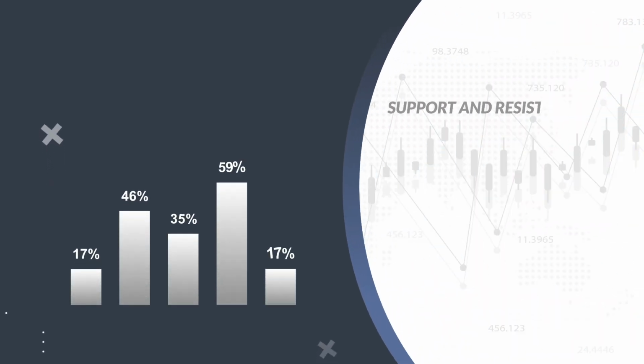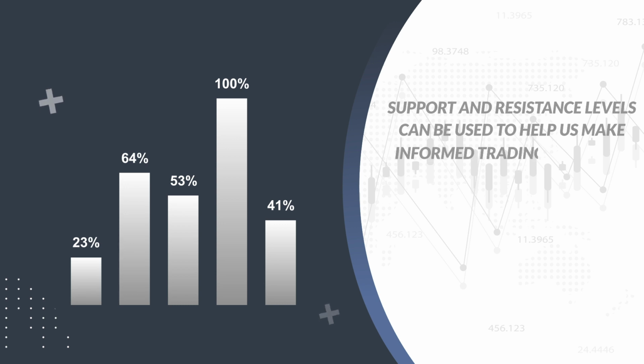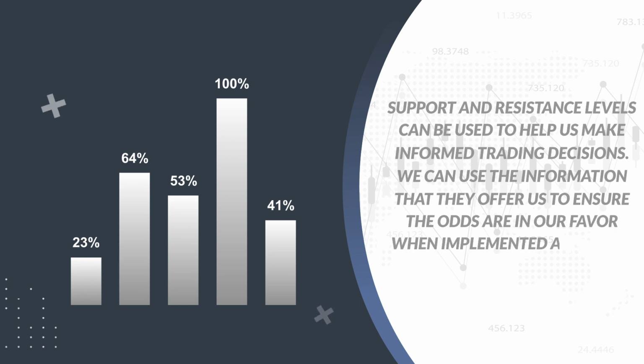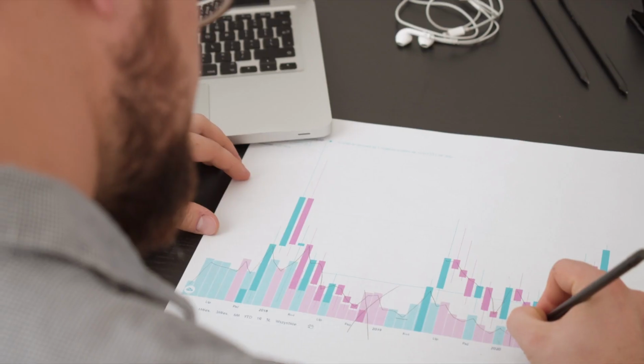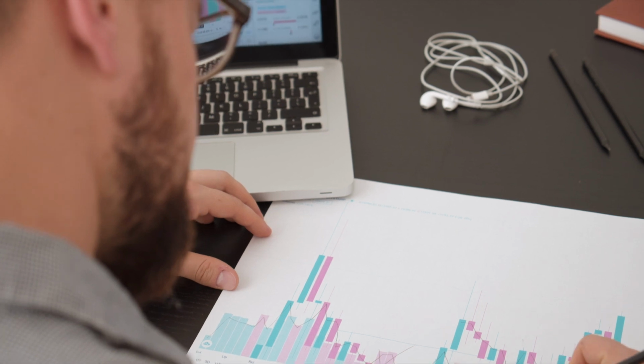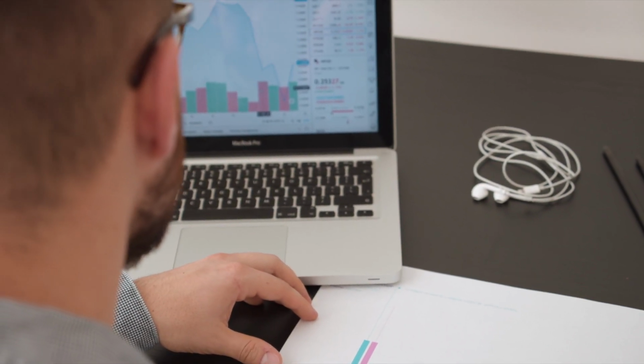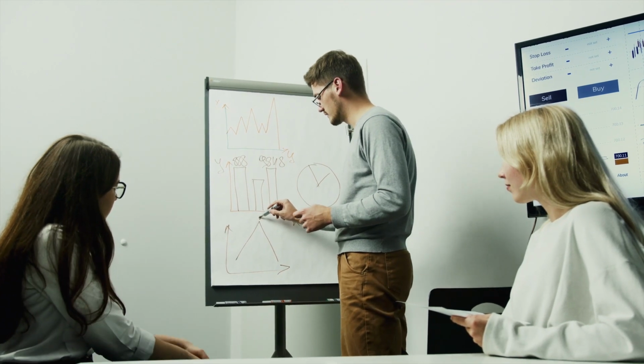Support and resistance levels can be used to help us make informed trading decisions. We can use the information that they offer us to ensure the odds are in our favor when implemented as part of a trading strategy. Having levels of support and resistance drawn on our price charts will help us identify potential inflection levels in advance and help us structure trade plans.